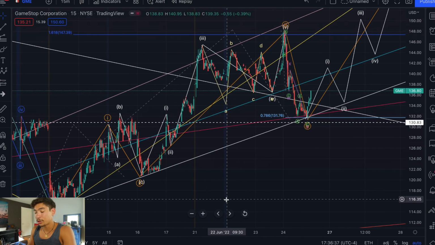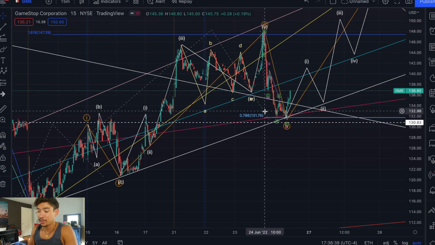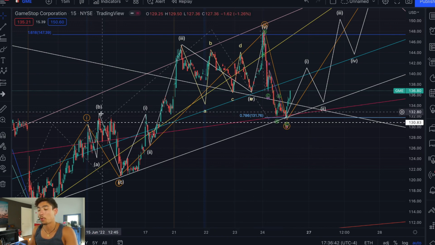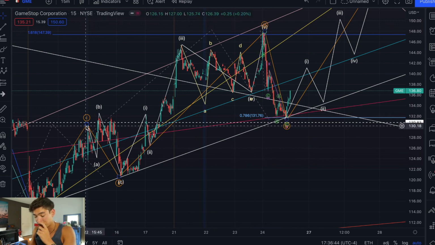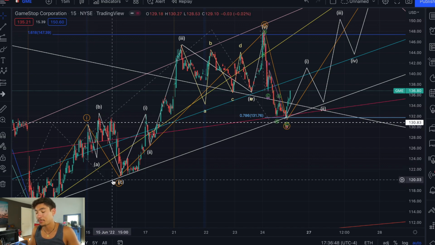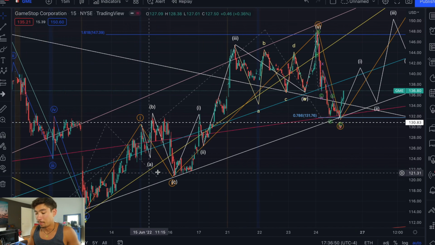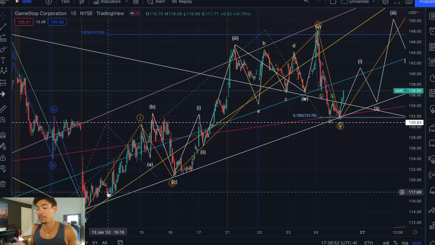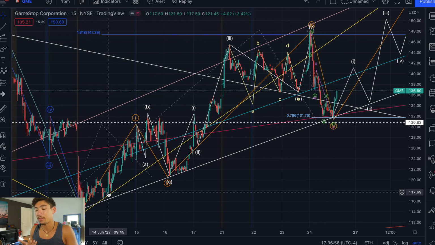But the restructuring that had to take place because of the invalidation is that I switched the 1 from this high and moved it down here. The reason for that is that now we have an expanding flat wave 2. The subdivision is still the same thing, but you're just looking for a way that the rules are valid.